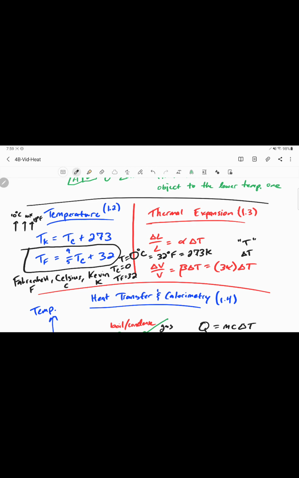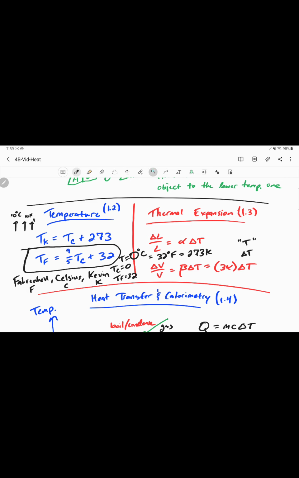So a degree Fahrenheit is smaller than a degree Celsius, right? In order to heat up something 10 degrees Celsius, you have to heat it up 18 degrees Fahrenheit. So a degree Fahrenheit is not as big. And when we say temperature differences are the same in degrees Celsius or Kelvin, that's what we mean. We mean temperature changes are the same, but the absolute temperature is not the same. 0 degrees C is not the same thing as 0 Kelvin, definitely.